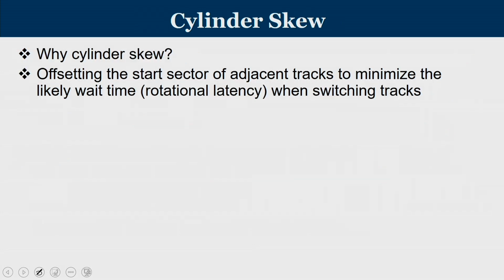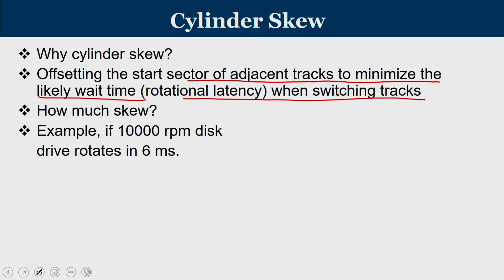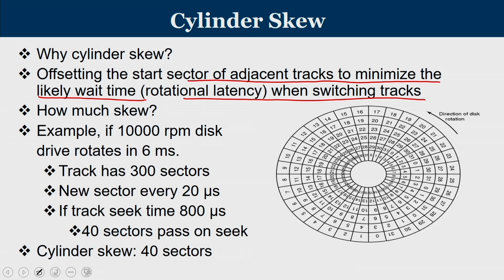Next topic is cylinder skew. It is offsetting the start sector of an adjacent track to minimize the likely waiting time of rotational latency when you switch across tracks. So, think of a case where we have to continuously read the data. Let us say my data reading is getting over on 31. So, I am reading from 0 all the way up to the 31st track. Now, imagine I have only one platter. So, I have to switch to the next cylinder, that means the inner cylinder.